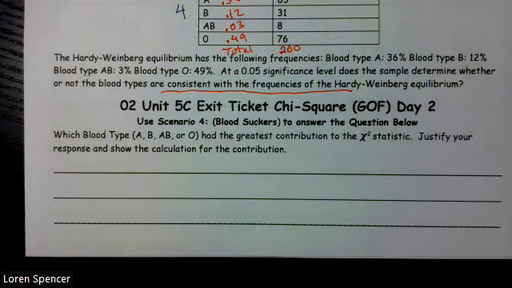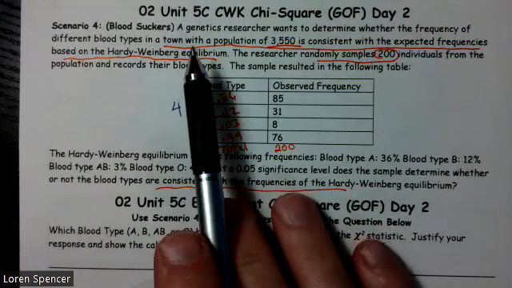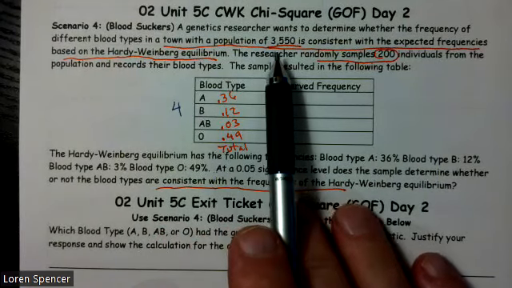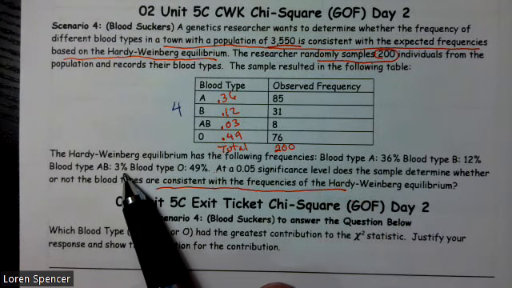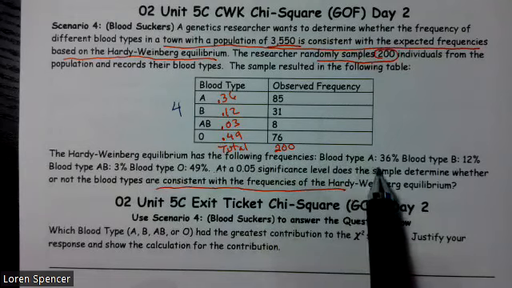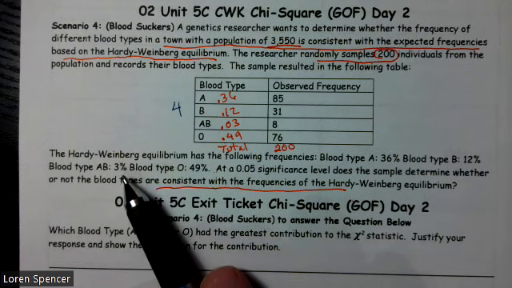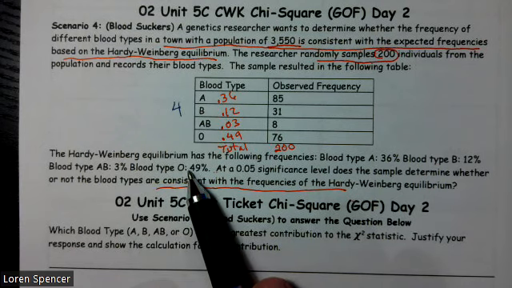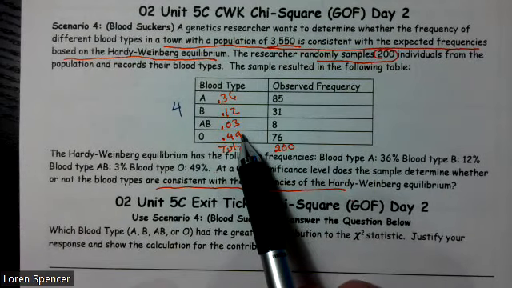Which blood type, A, B, AB, or O, had the greatest contribution to the chi-squared statistic? Justify your response. This is based on the Hardy-Weinberg program that we just did, the bloodsuckers. We had a population of 3,550, with this distribution: 36% had A, 12% had B, 3% had AB, and 49% had blood type O. So we had 36, 12, 3%, and 49%.